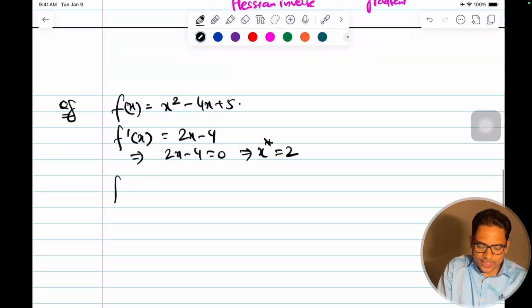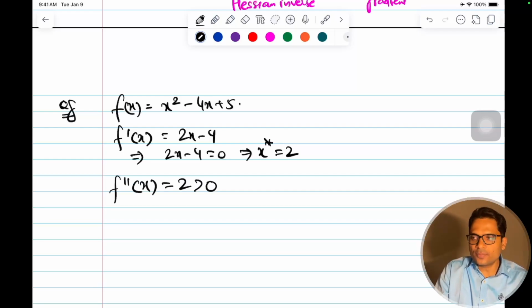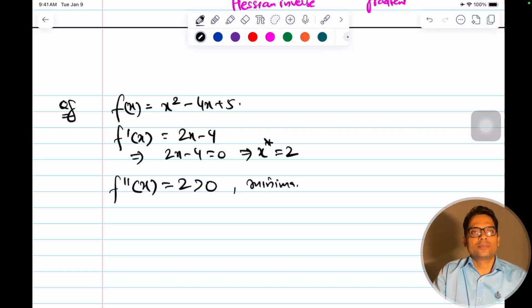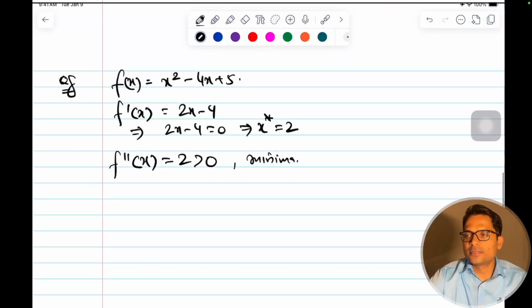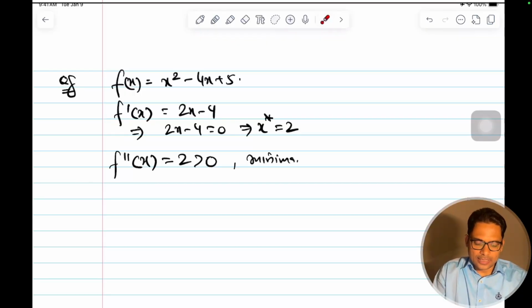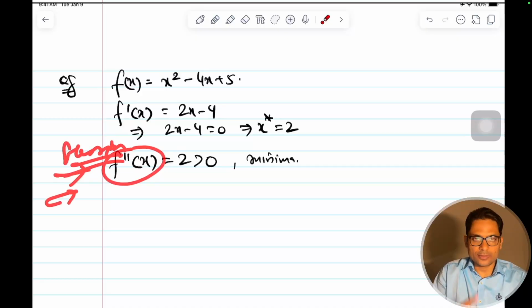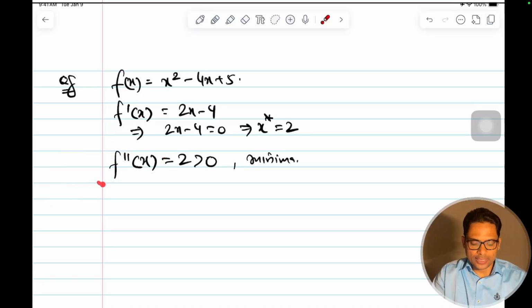And how do we test whether it's a maxima or minima? We take the second derivative, which is equal to 2, which is greater than 0. This implies that this is your minima. Okay, simple. So this is for the univariate case. You can take the second derivative and consider this as a Hessian. If you don't understand what a Hessian is, you can check the matrix calculus video. I'll put the link in the description.